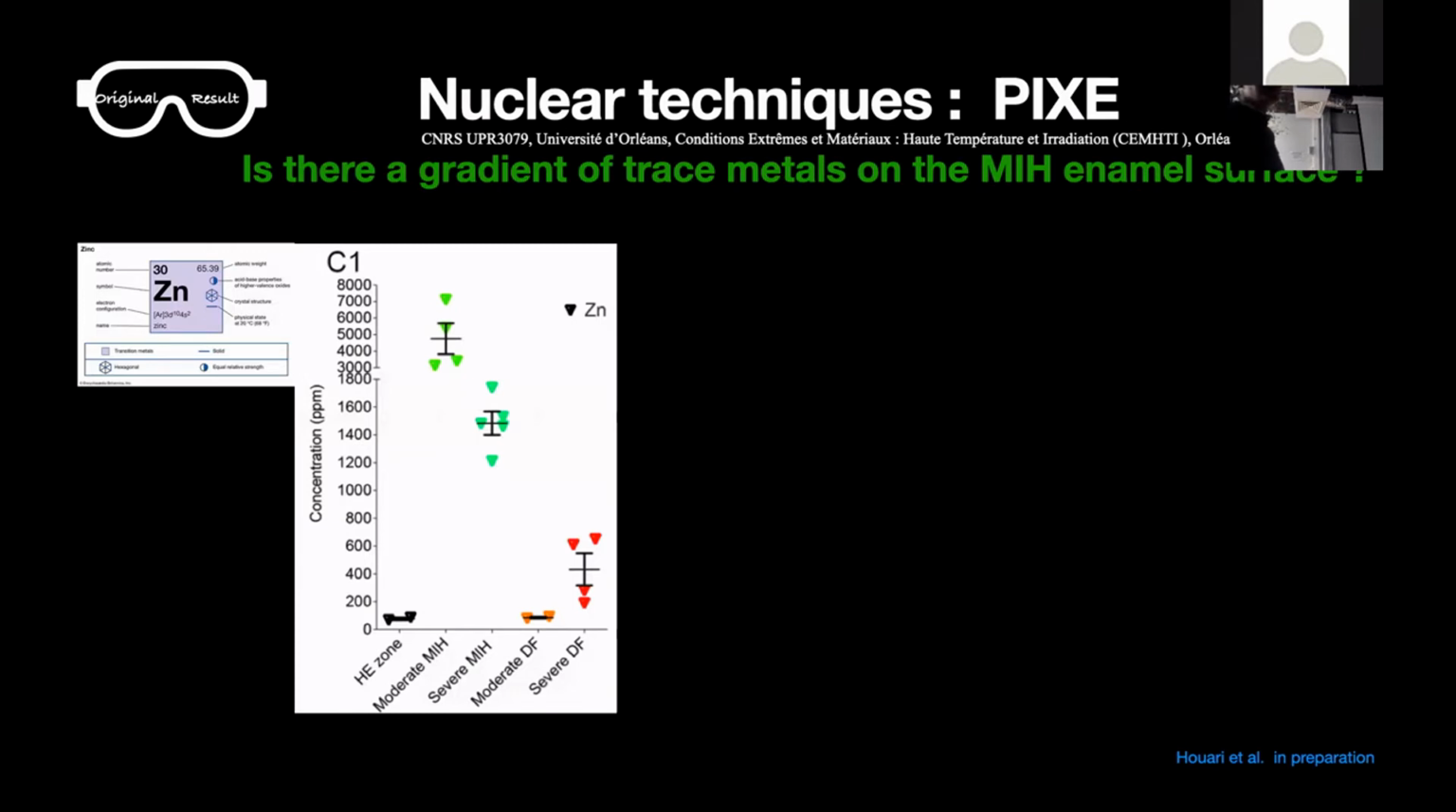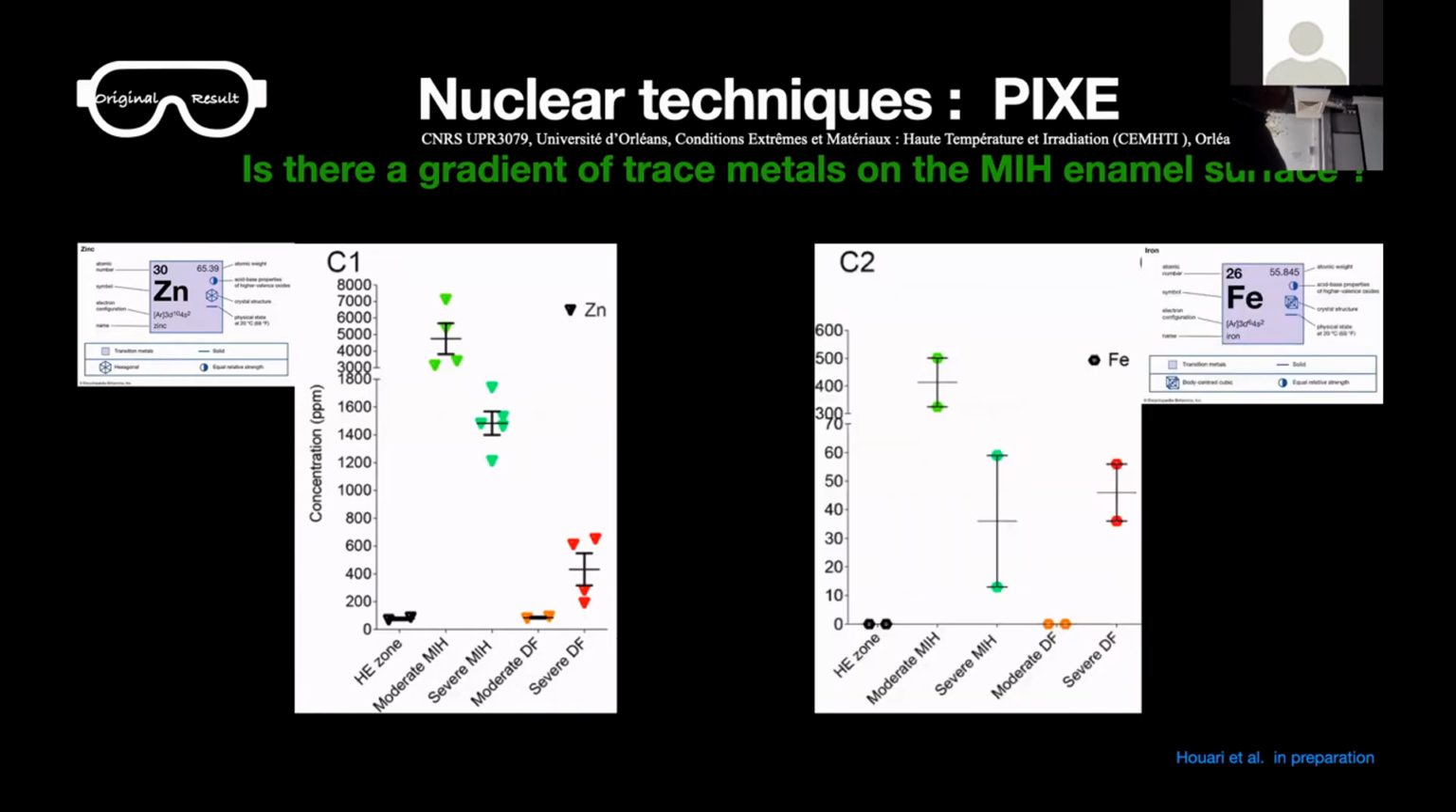And this technique was performed on the surface of our enamel fragment. So it's not a bulk comparison technique, but this technique is based on what type of element we have on the surface of the lesion. So clearly the zinc is increased in MIH lesion. The second trace metal that we found is iron. And clearly here again, we have an increase of iron in MIH pathology.